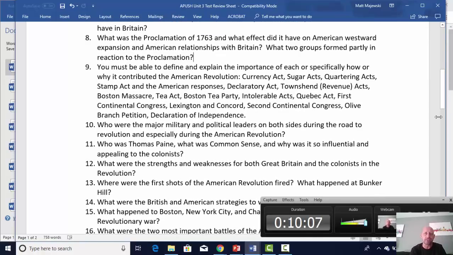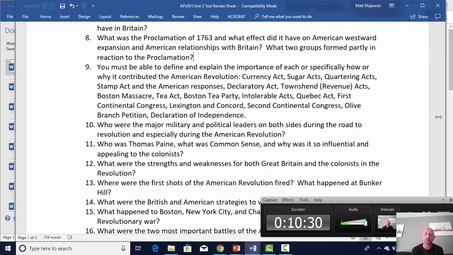Remember, the Currency Act forbid colonies from printing paper money. It forced Americans to pay their debts in gold and silver. This was because Americans were paying debts to Britain in paper money, which was causing inflation. A lot of that money was valueless, and so it was a way for Britain to get more out of the American colonists than what they had previously been paying.